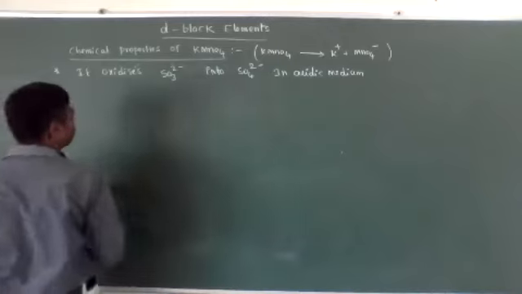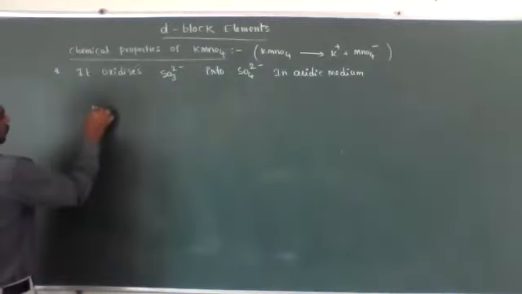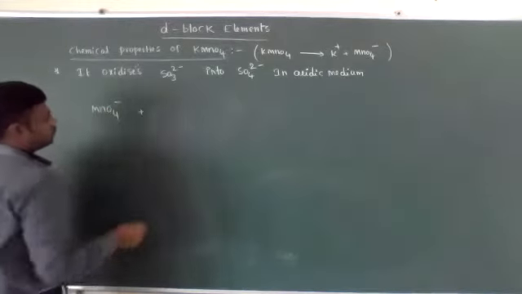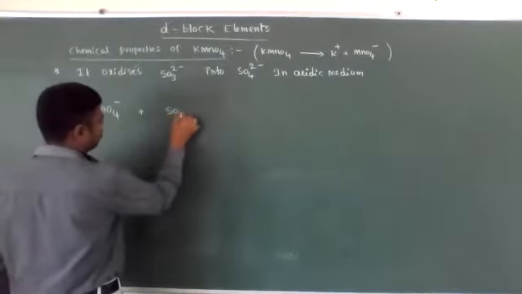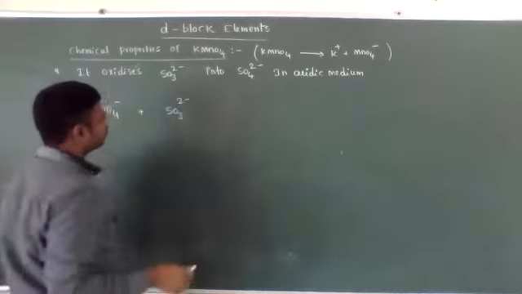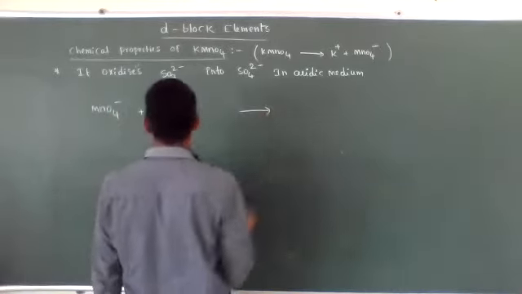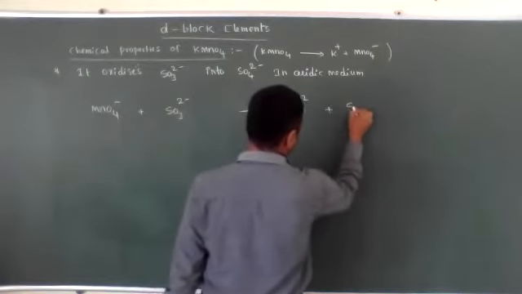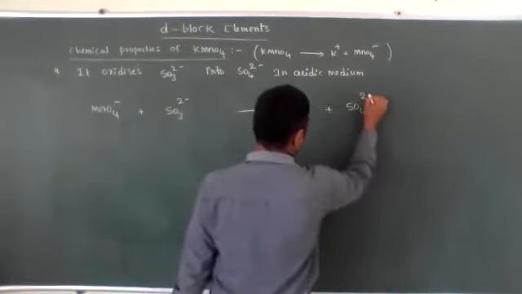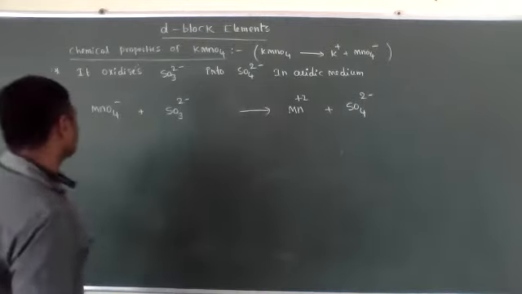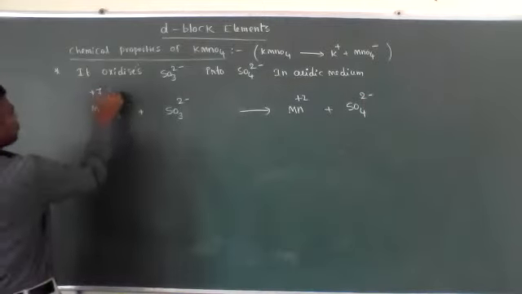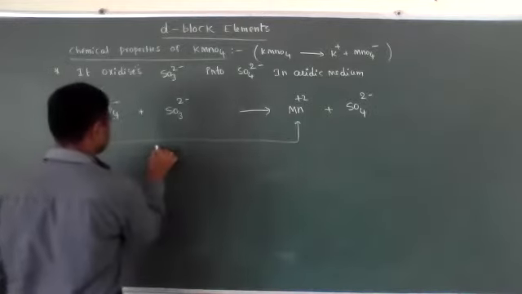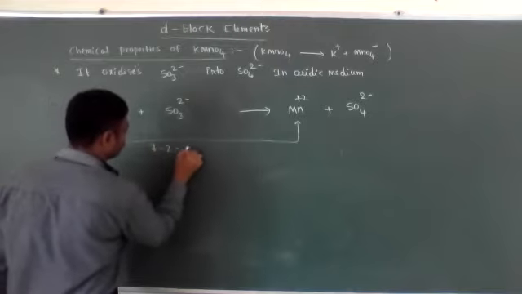Let's see the ionic equation. MnO4 minus plus SO3 2 minus forms Mn plus 2 plus SO4 2 minus. Let's see oxidation states. This is plus 7, this is plus 2. The variance is 7 minus 2, which is equal to 5.